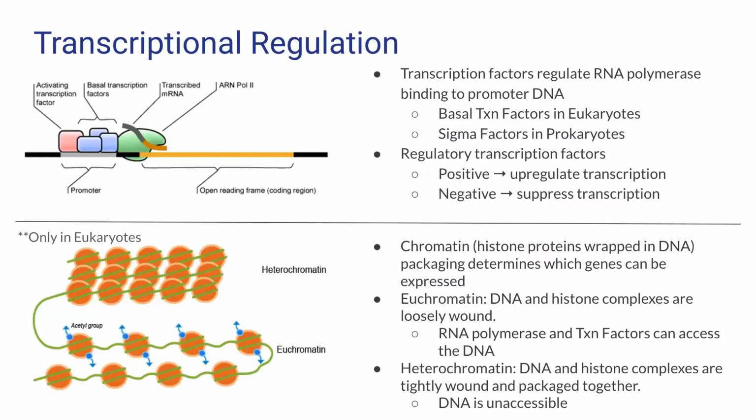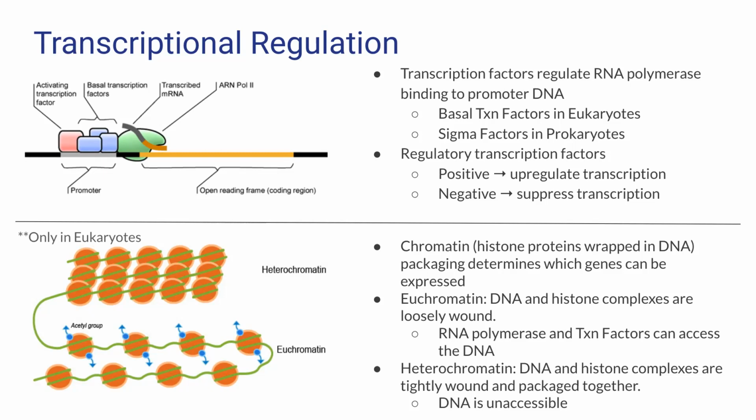Okay, so getting into transcriptional regulation. Sorry, before I get onto this, are there any more questions on protein trafficking? Okay, great. Transcription factors regulate DNA polymerase binding to promoter DNA. These are basal transcription factors in eukaryotes and sigma factors in prokaryotes. A positive regulator will upregulate transcription, so you'll see more transcription, and a negative regulator is an inhibitor, and that will suppress transcription.